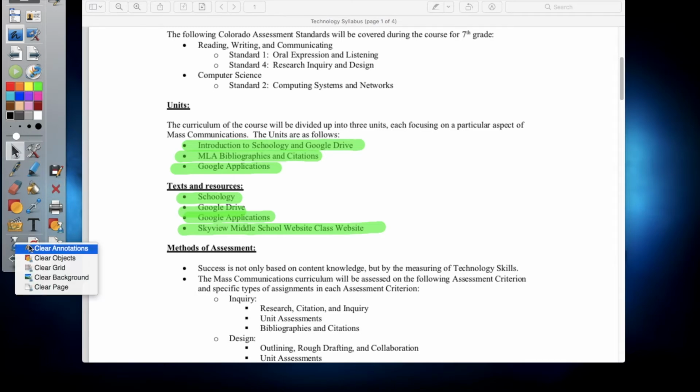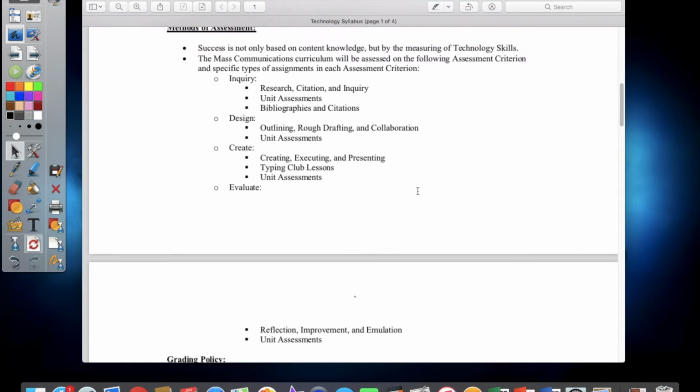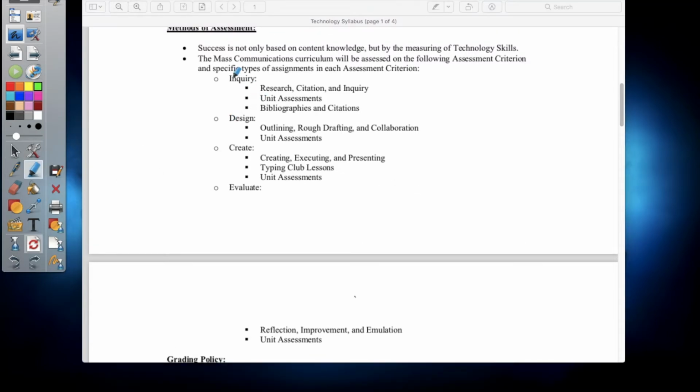Now, let's talk about what you guys are being assigned. I give you 4 different things I'll be grading you on. First of all, for our research projects, as well as projects you're working on, I'll be grading you primarily on inquiry as well as design, which basically means that you'll do your research, bibliography citations, unit assessments, research outline drafting, planning, and collaborating with different members of your teams. Those are some things you can look forward to during that one.